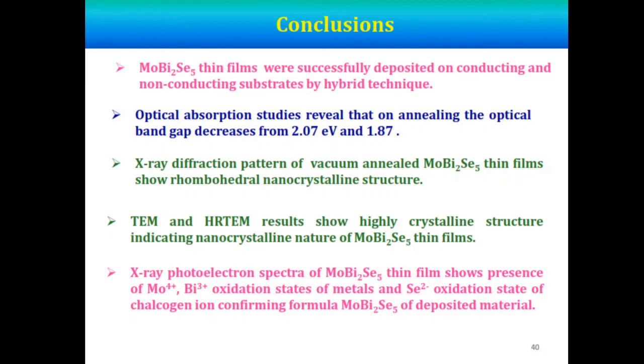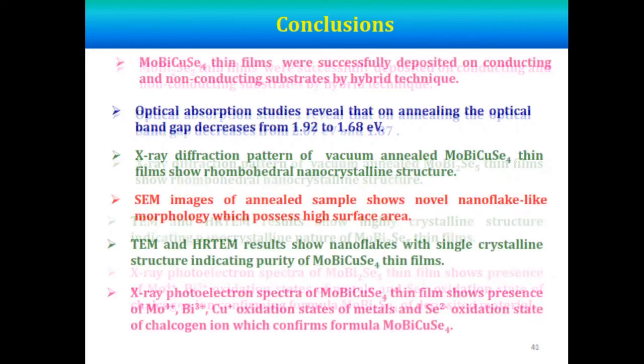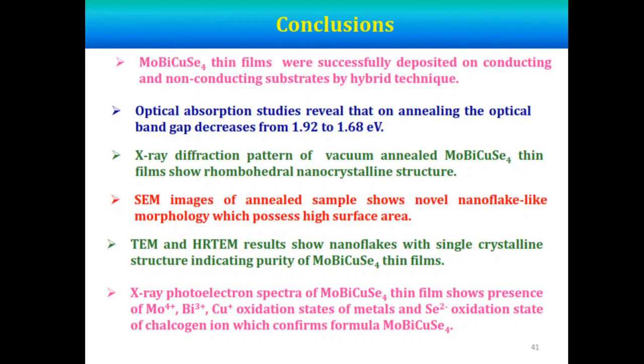X-ray photoelectron spectra of MoBi2Se5 thin film shows presence of molybdenum, bismuth, oxidation states of metals and selenium oxidation state of chalcogen ion, confirming formula MoBi2Se5 of deposited material. Molybdenum bismuth copper selenide thin films were successfully deposited on conducting and non-conducting substrates by hybrid techniques. Optical absorption studies reveal that on annealing the optical band gap decreases from 1.92 to 1.68 electron volt.